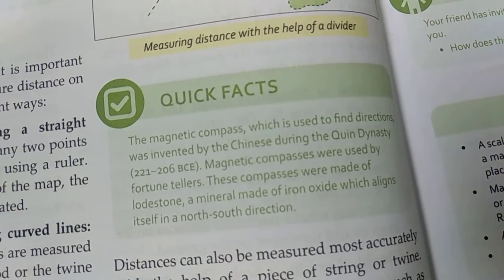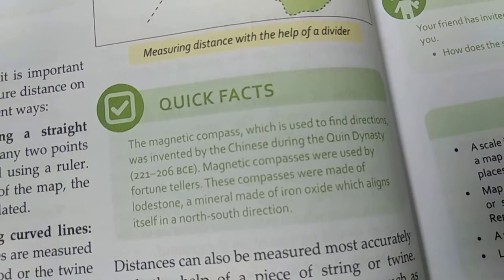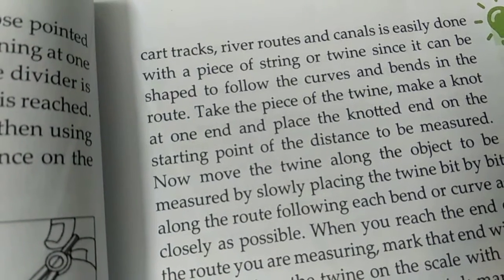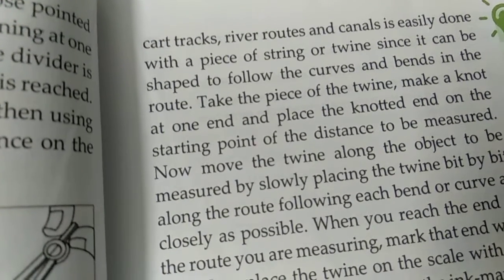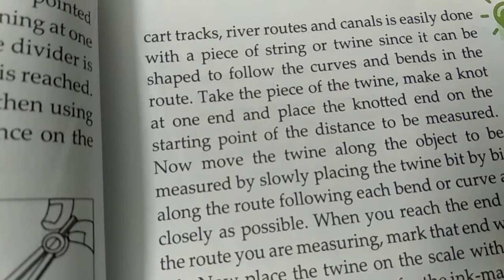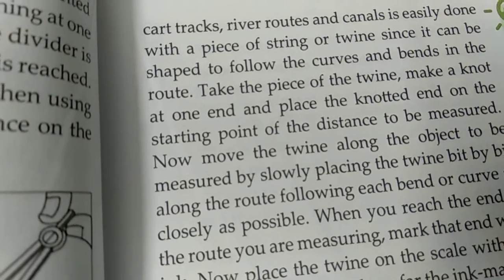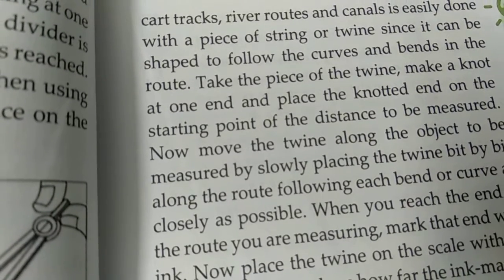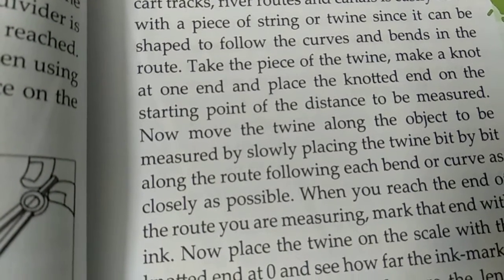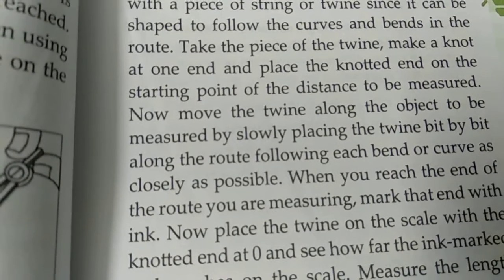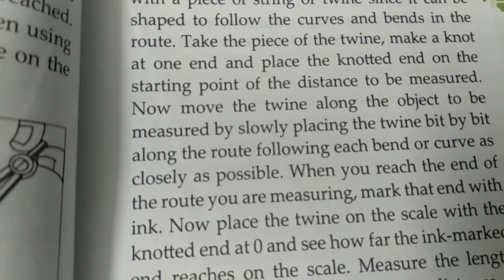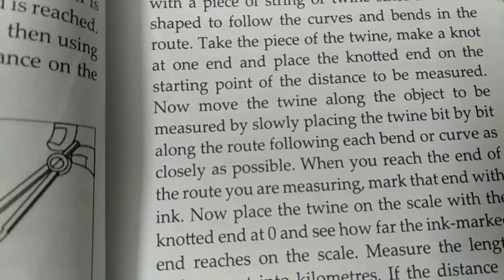Measuring distance of curved roads such as those along railway tracks, motorable roads, cart tracks, river roads, canals can be easily done with a piece of twine, since it can be shaped to follow the curves or the bends in the road. For this we have to take a twine, make a knot at one end and place the knot end on the starting point of the distance from where the measuring will start. Now we have to move with the twine along the object that has to be measured, slowly placing the twine bit by bit along the route, following each bend and curve as closely as possible.